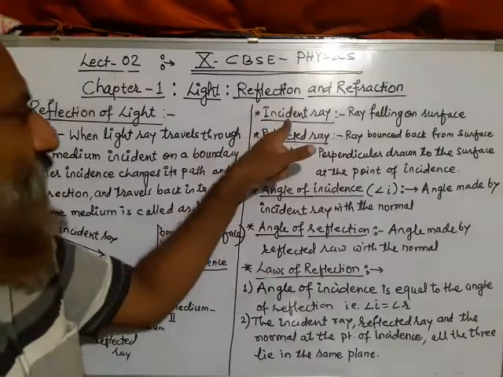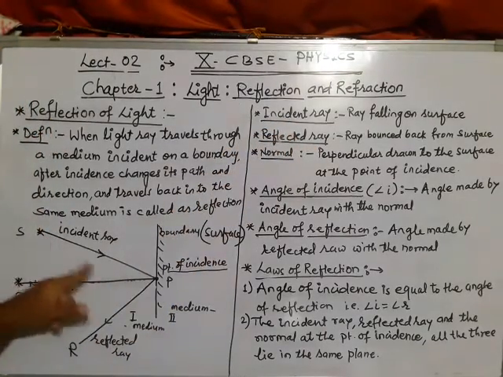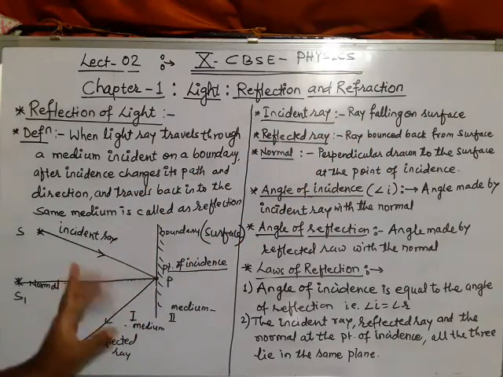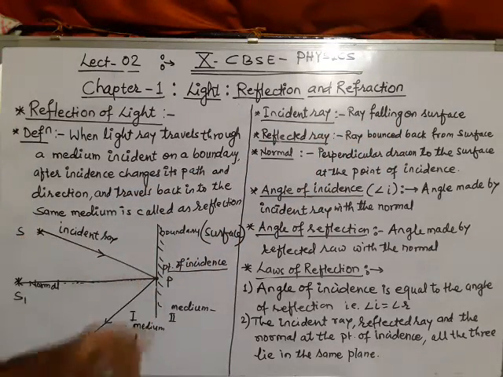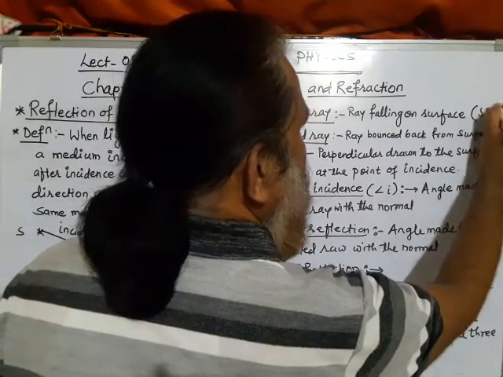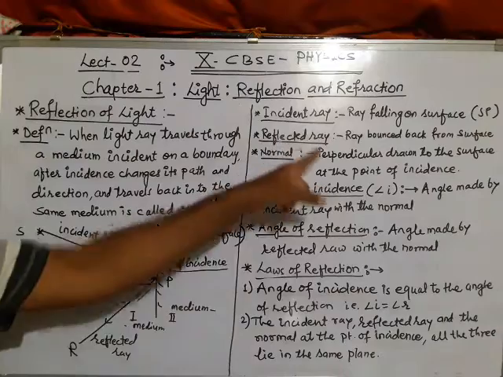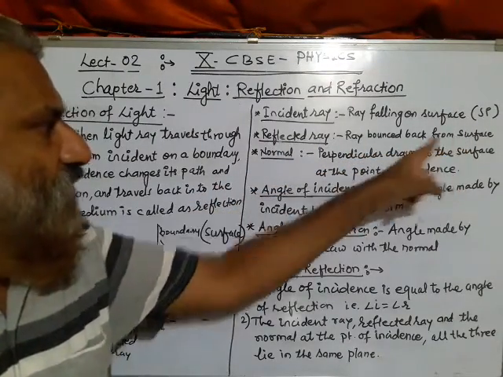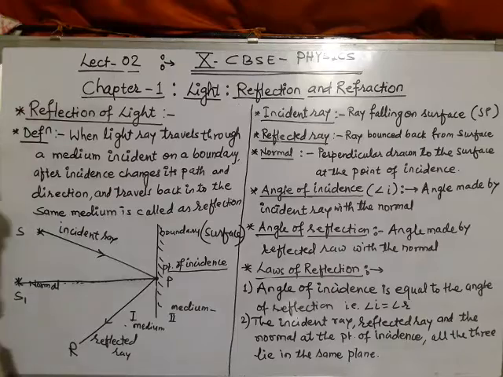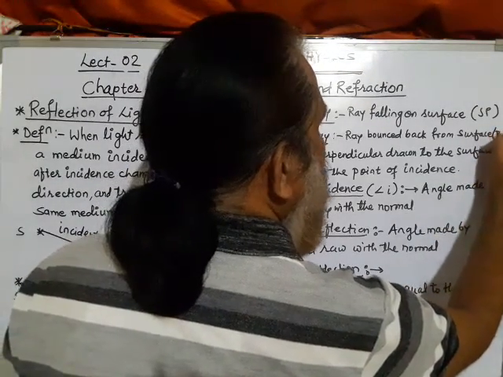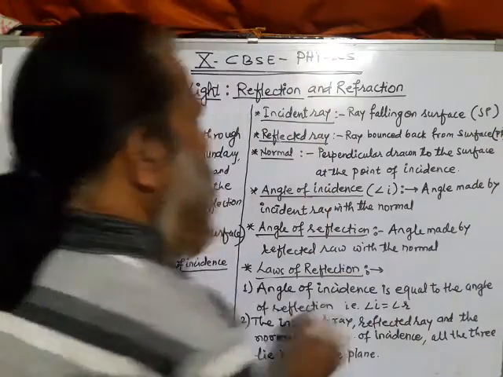Then here, the meaning of incident ray. A ray falling on the surface is called an incident ray. So here SP is the incident ray. And the ray that bounces back from the surface is called the reflected ray. The bounced-back ray is nothing but PR here. PR is the reflected ray.